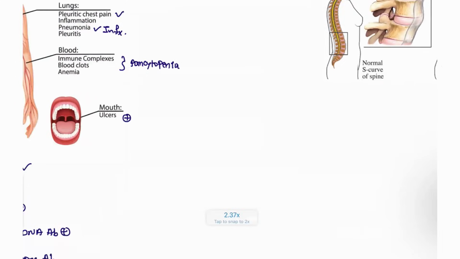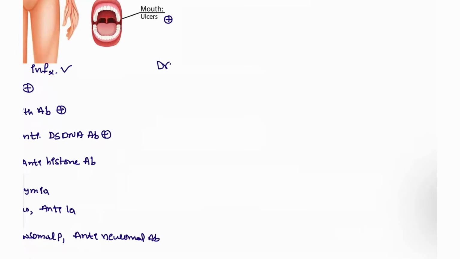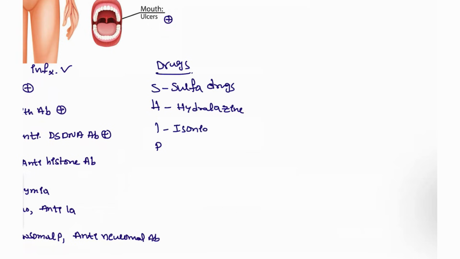Next, what are the drugs that are causing lupus, triggering lupus? Remember by the mnemonic SHIP. Sulfa drugs, sulfadoxine, these kinds of drugs will be involved, and hydralazine, isoniazid, and procainamide. These are the drugs that will be associated with drug-induced lupus.